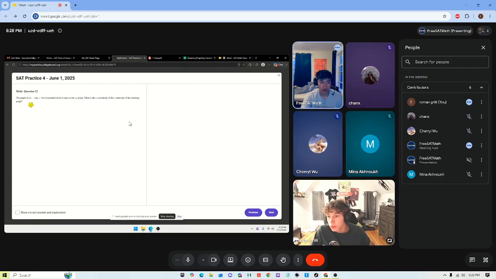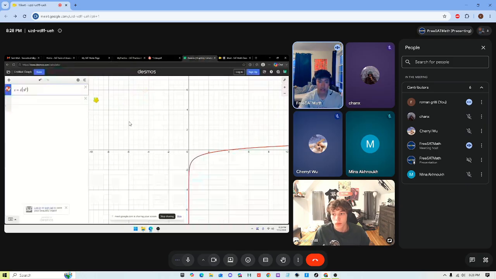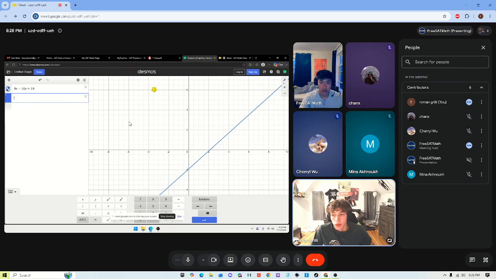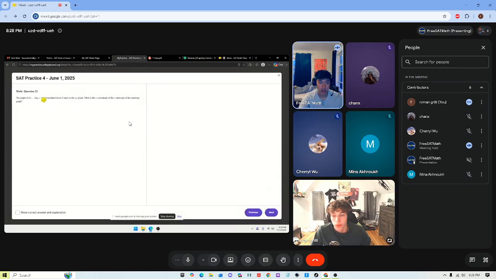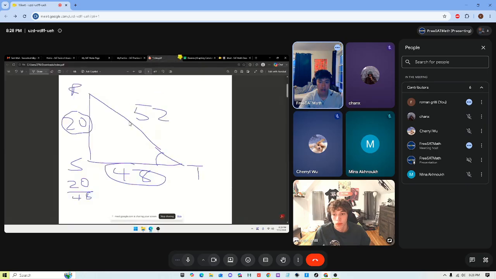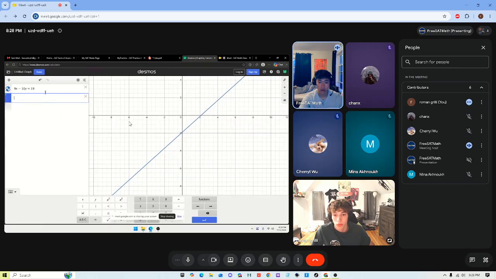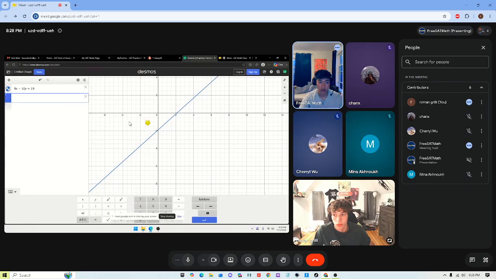For this one, since it just gives us an equation, we can just put that straight into Desmos. And then it says it's translated down 4 units. And then it asks us what is the x coordinate of the x-intercept. So if we move this down 4 units, we would have to graph another line.